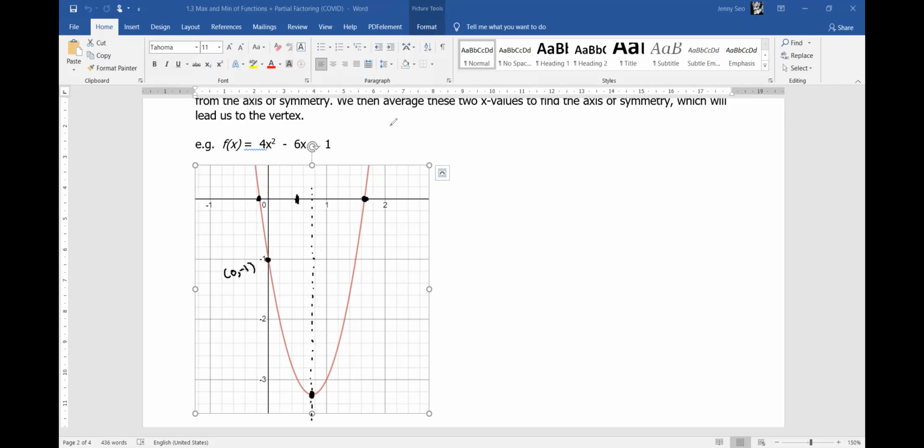Okay, so this section, you can put a little star next to it saying partial factoring. It helps you with the vertex. Now, there is a little portion that I need to explain. If you don't quite understand it, that's quite okay. But you still need to know how to do partial factoring.